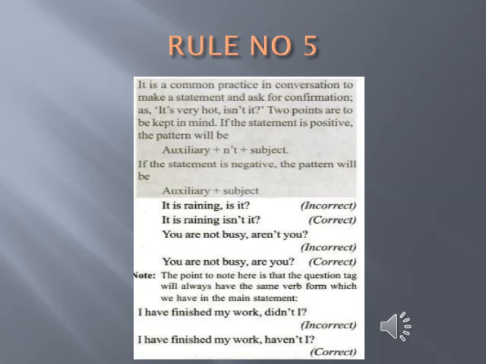So whatever verb is there, whatever helping verb is there, that you have to use. If a helping verb is not there, then you have to find out the helping verb; you can use do. The question tag will always have the same verb form which we have in the main statement. I have finished my work, didn't I? Wrong. I have finished my work, haven't I? So it is raining, isn't it? You are not busy, are you? I have finished my work, haven't I?